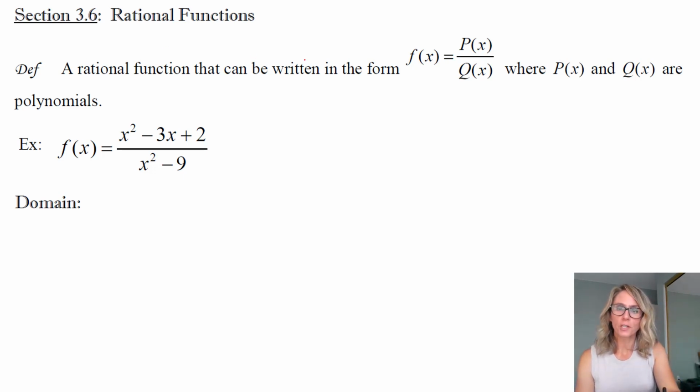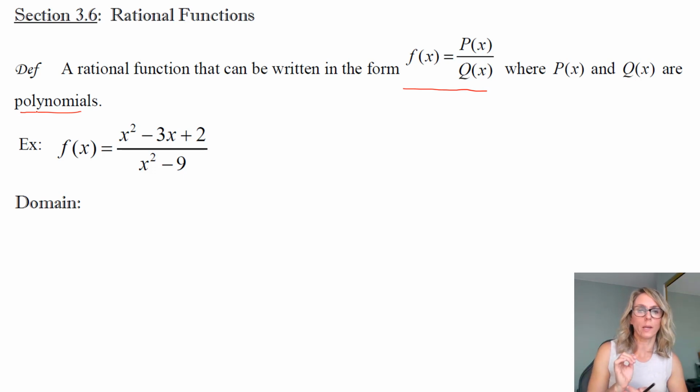So rational functions can be written in this form: p of x over q of x, where p of x and q of x are polynomials. So understand that a rational function is not a polynomial, but it is made by the division of two polynomials. So for example, we have this rational function right here. F of x equals x squared minus 3x plus 2 divided by x squared minus 9. So this is a polynomial function in the numerator, polynomial function in the denominator. That creates the rational function.